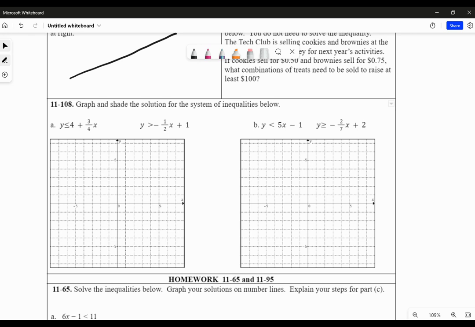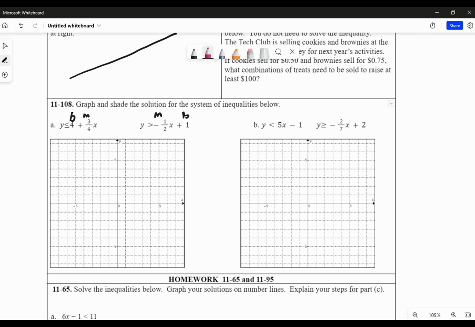So these are linear equations. It's y equals, this is my m value, this is my b value, okay? There's my slope, my y-intercept. Here is my m value, here's my b value. Remember, b is where I start, m is how I grow. So I'm going to do this one first.